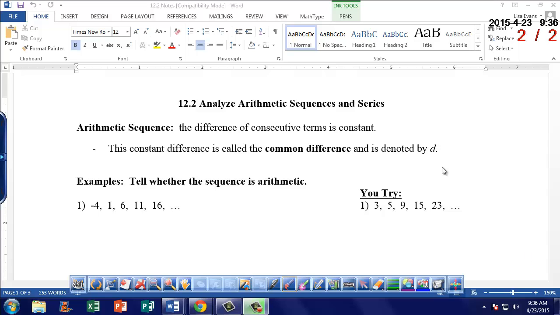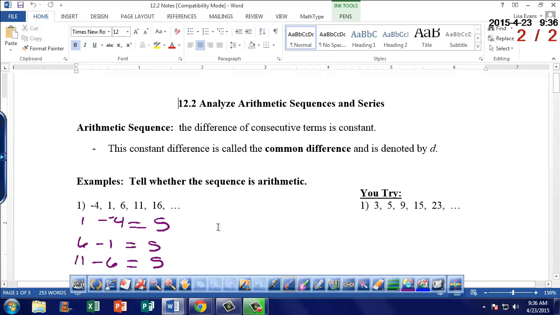So first, let's just talk about when we can recognize whether or not we have an arithmetic sequence. So if I take a look and I do 1 minus negative 4, I get a difference of 5. If I do 6 minus 1, I get a difference of 5. And if I do 11 minus 6, I get a difference of 5. And lastly, 16 minus 11. So because all of the terms I was given have the same common difference, this is an arithmetic sequence.